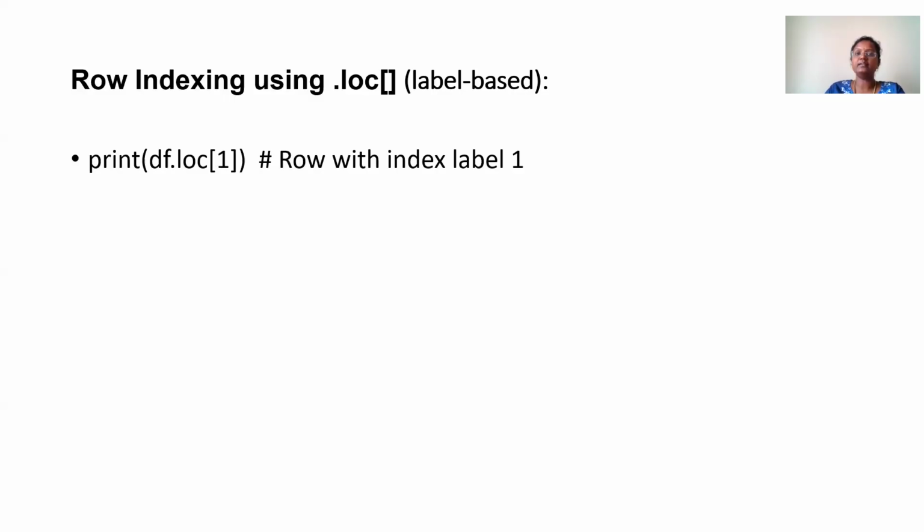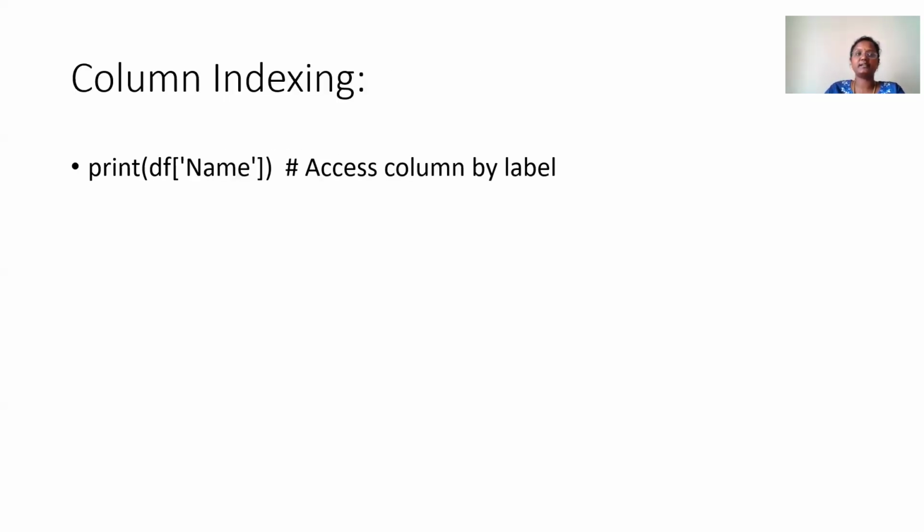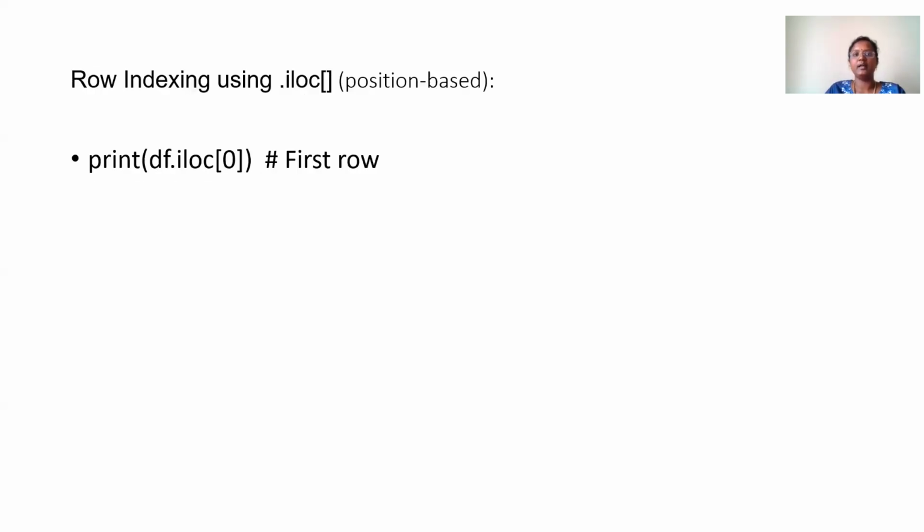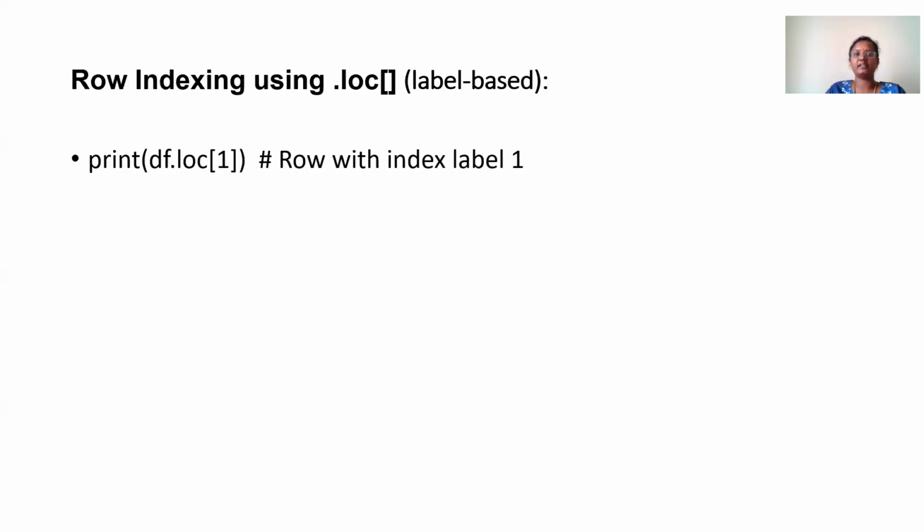And in the second one, dot loc, that is label based in the same way. For example, here you can see that in the column indexing, we have extracted the data using the name label. That is the column label. In the same way, you can extract rows also using the label.